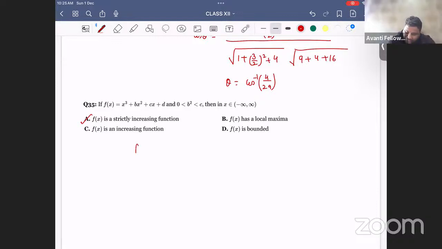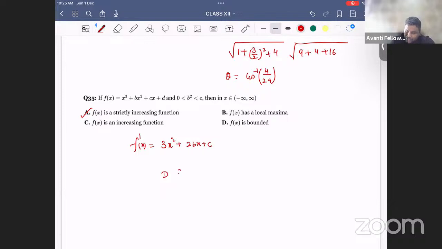Okay, but if I find f dash x, f dash x is what? F dash x is 3x square plus 2bx plus c. Yes or no? Now, if I check this discriminant, it is 4b square minus 12c. Take 4 common, it is b square minus 3c.